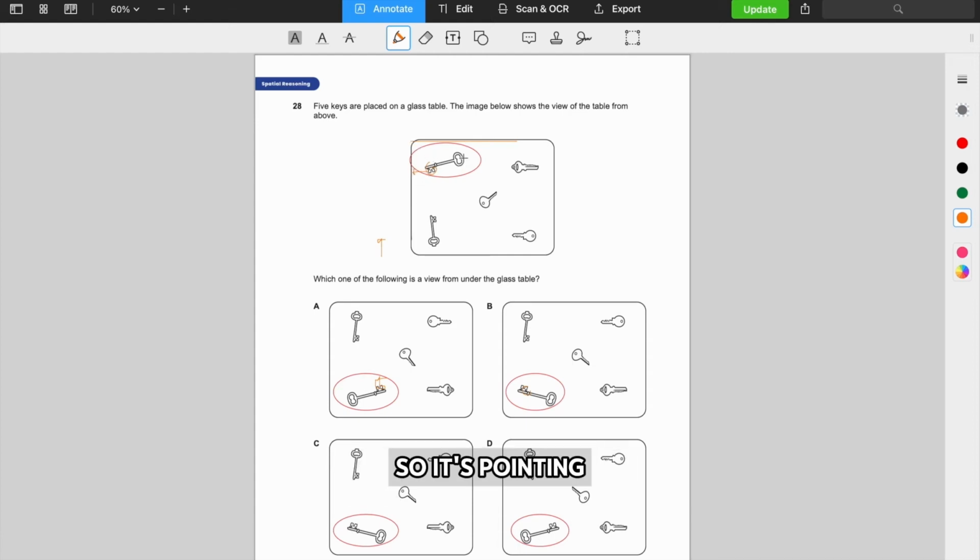So it's pointing towards the width. For A, that doesn't work because the notches are not pointing towards the width. It's actually pointing all the way towards that other side. So A doesn't work. For B, yes, the notches are pointing towards the width. C, yes, the notches are pointing towards the width, which is what we want. But for D, the notches are pointing all the way towards the other side, so we can eliminate D. Now we're just left between B and C.